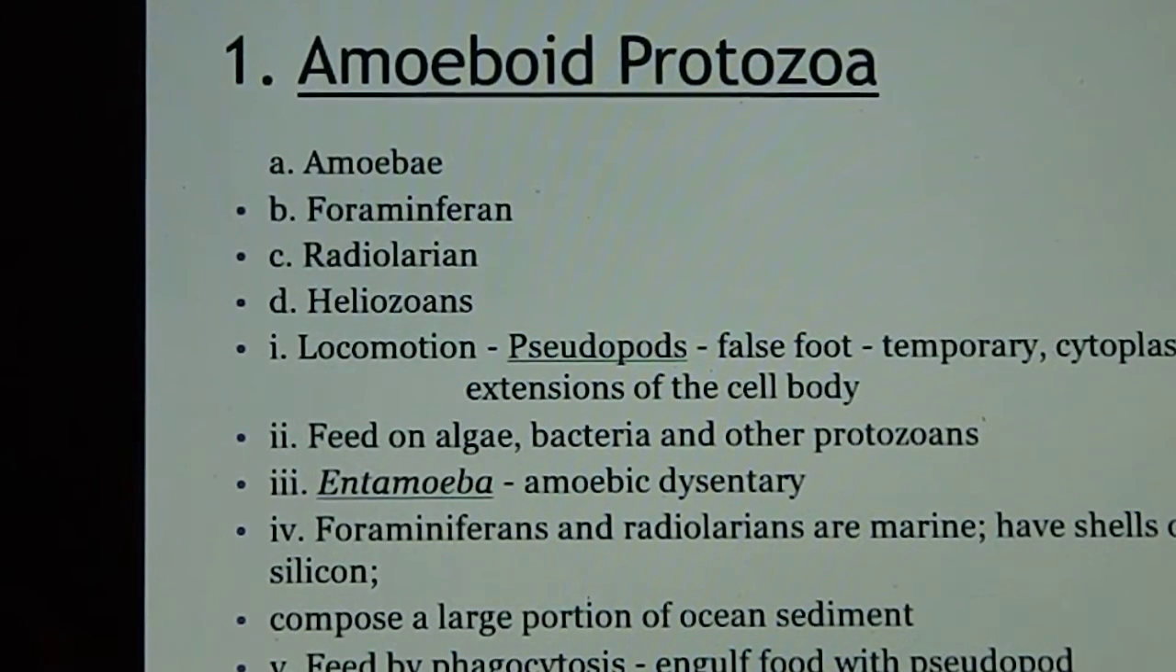Radiolarians and foraminiferae, they form glass shells around the cell, and so those can be, once the cells die, those shells fall to the bottom of the ocean, along with these things called diatoms that we're going to talk about here in a second. And those two things together form the really powdery sediment on the floor of the ocean.